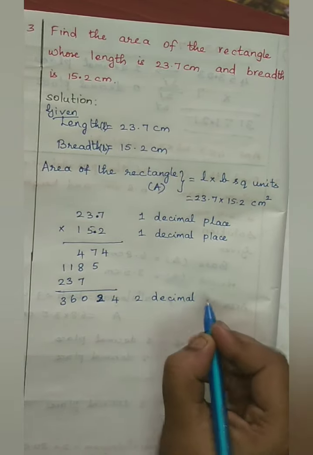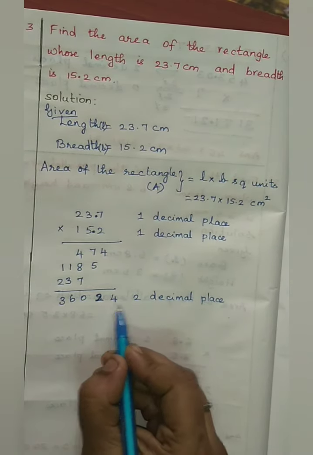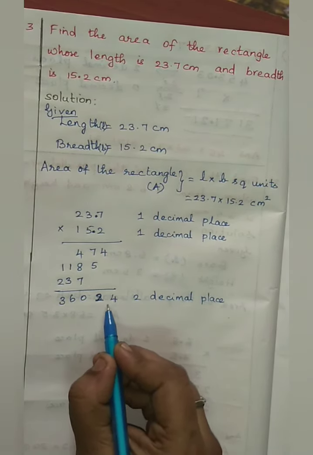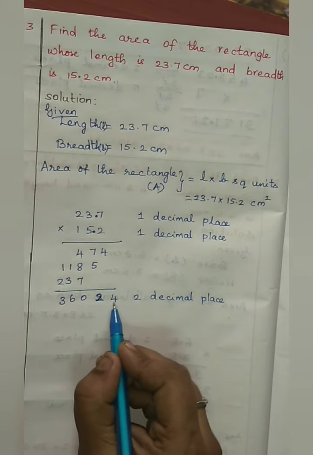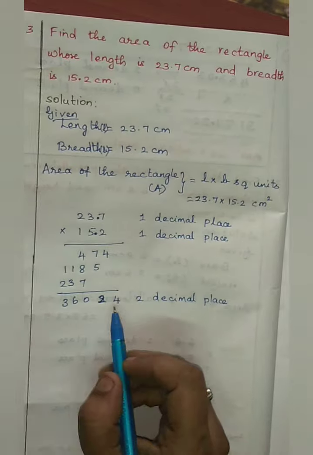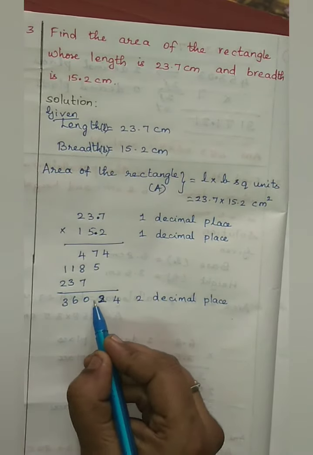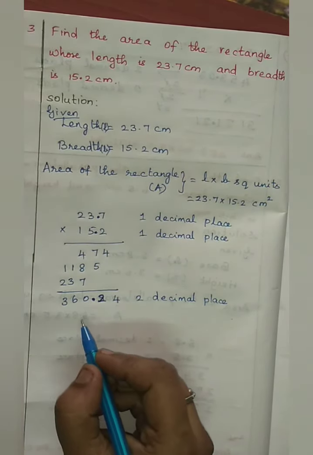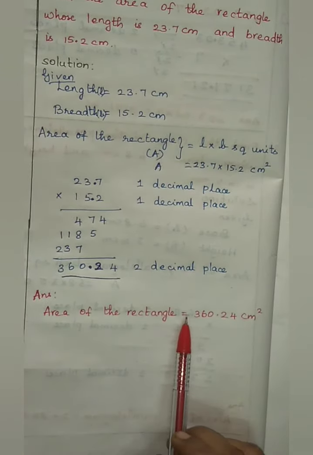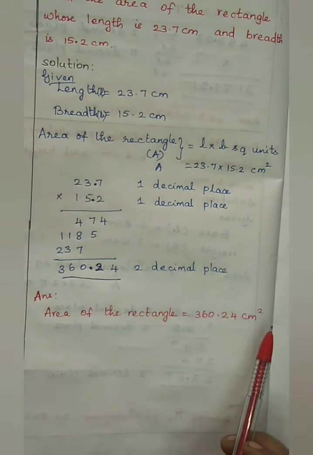So where to keep the decimal point? From extreme right you move. Leave 2 digits and keep the decimal point between 0 and 2. So the answer is area of the rectangle is equal to 360.24 centimeter square.